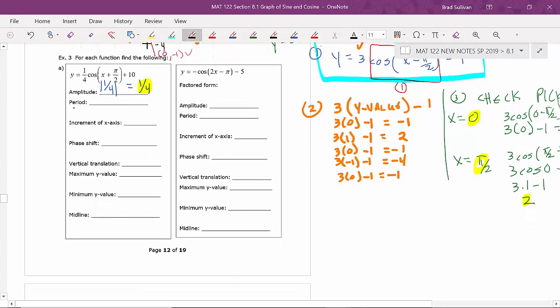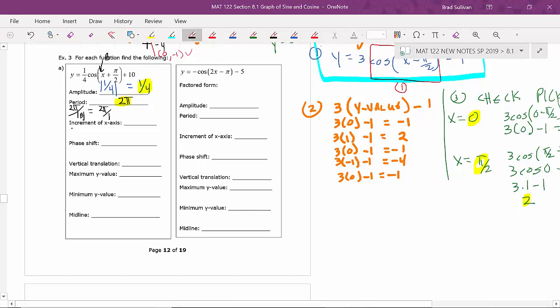Okay, so we want to do that, 2 pi over the absolute value of b. b is the number in front of x, so b is just 1. So we'd have 2 pi over 1. Therefore, the period is 2 pi.